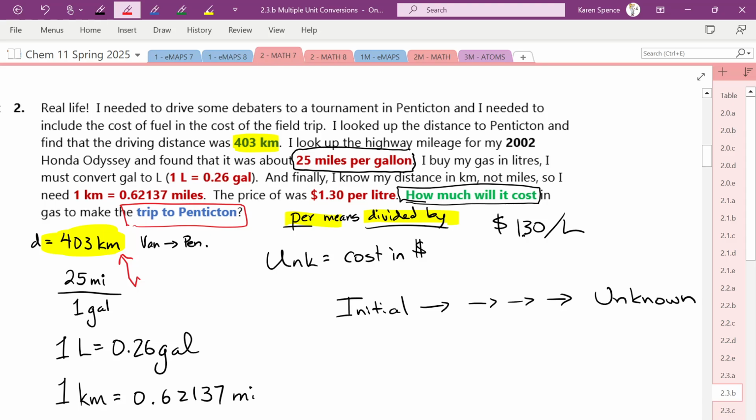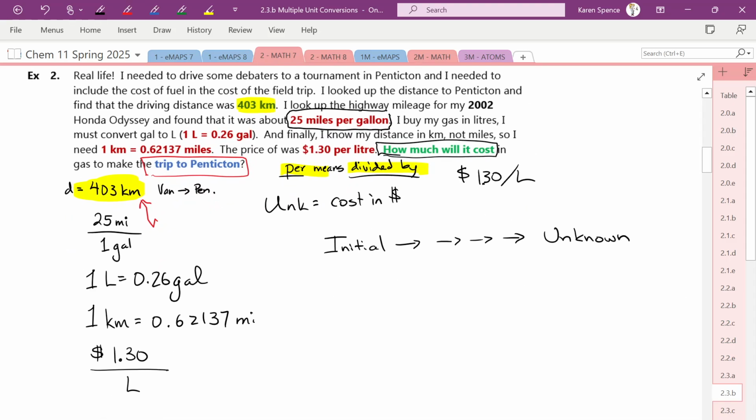Which of these pieces of information is about the trip to Penticton? The 403 kilometers. Yeah? And remember, in your question, the unknown and the initial will be connected. How much does it cost to get from Vancouver to Penticton? Yeah? So we are starting with 403 kilometers.